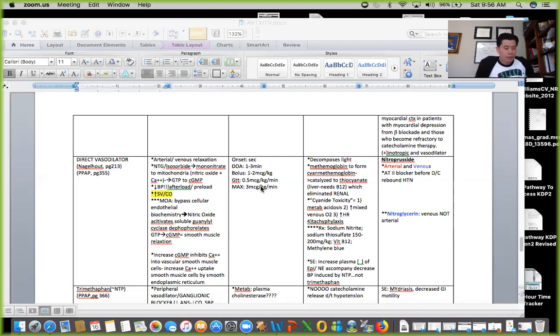Side effects, of course, you just heard, it does cause cyanide toxicity and methemoglobinemia. So you gotta be wary of that. And it'll cause a high concentration of thiocyanate, representative of toxic side effects of sodium nitroprusside. It can increase cerebral blood flow, can cause worsening hypoxic pulmonary vasoconstriction, and decrease platelet aggregation.